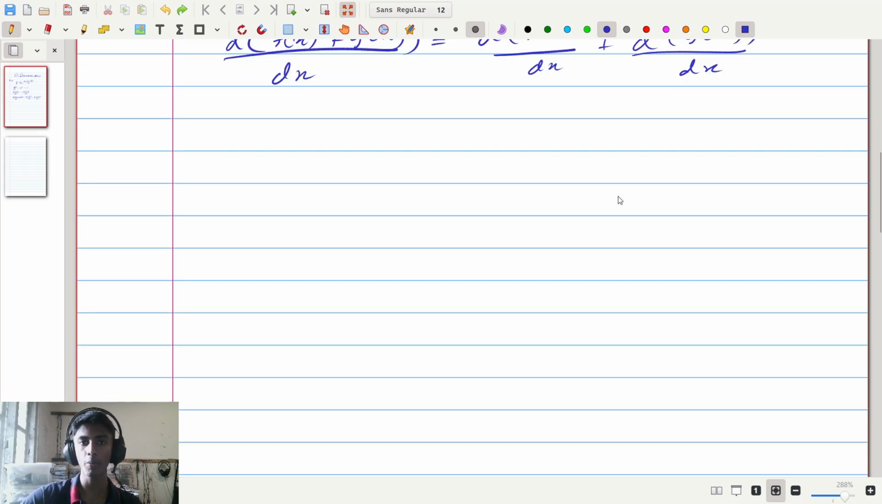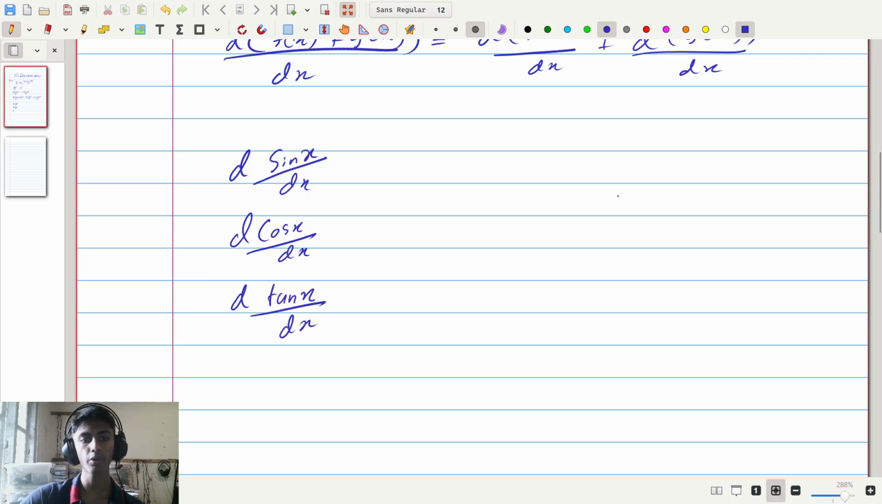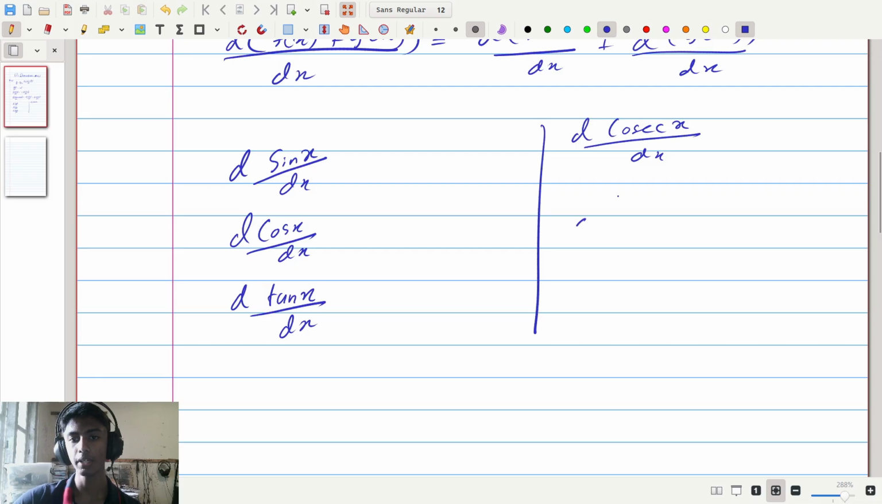Then we talked about some common derivatives, which are the sine, cosine and tangent derivatives and their inverses' derivatives as well. So we talked about the derivatives of sine x, cosine x, and tan x, and we talked about the inverses, which are the derivatives of cosecant of x, secant of x, and cotangent of x.